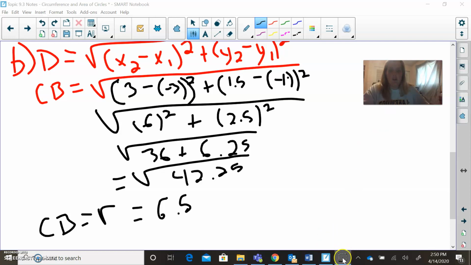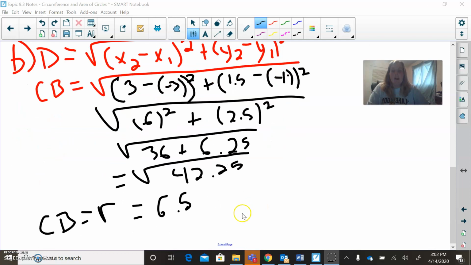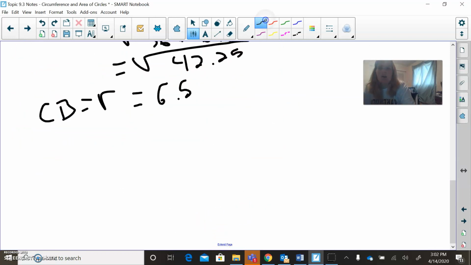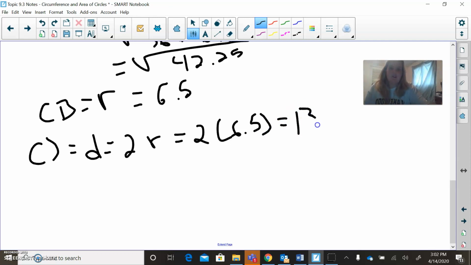Okay, guys? Now we need to find the diameter. So for part C, we need to find the diameter. Well, diameter is equal to 2 times the radius, which is why I found the radius first. So we just need to do 2 times 6.5, and 2 times 6.5 is equal to 13. So our diameter is 13.